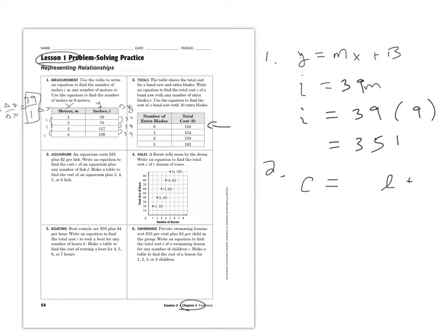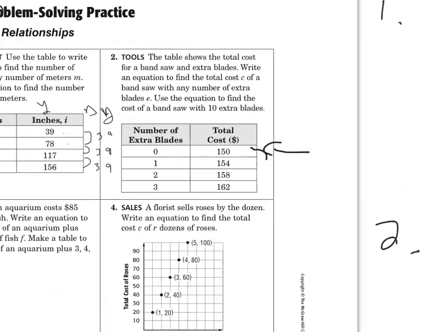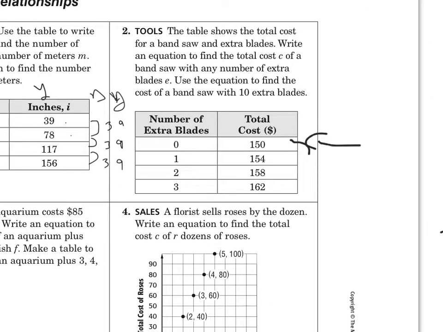That means that we're going to pay for the $150 is for the cost of the bandsaw. So 150 goes here. And then what we want to do is look at how much, for one blade, how much are we paying? Well, if we don't buy any blade, we're paying $150.